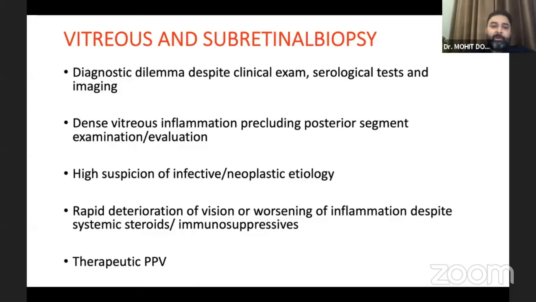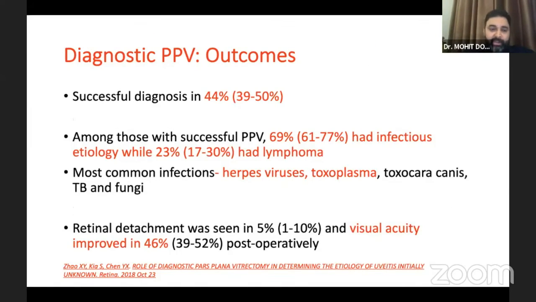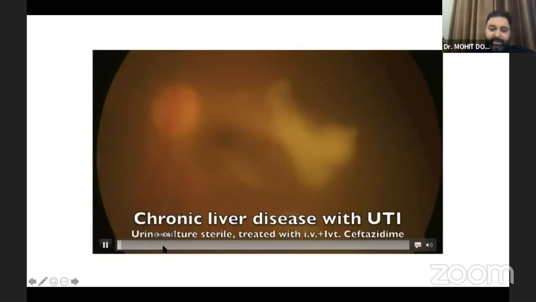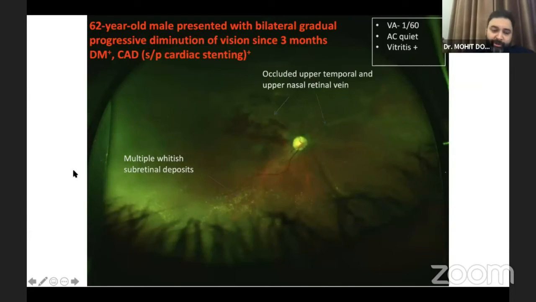We'll quickly come to vitreous and subretinal biopsy. Simmer covered some of that. I'm going to limit myself to subretinal and beyond. This is some of the data on diagnostics. Simmer also covered a couple of these. These are some of our articles on this, and if anyone's interested, they can do their reading. This is just endogenous endophthalmitis. I'm actually going to skip this because Simmer talked about this. I'm going to just go on to subretinal biopsy.